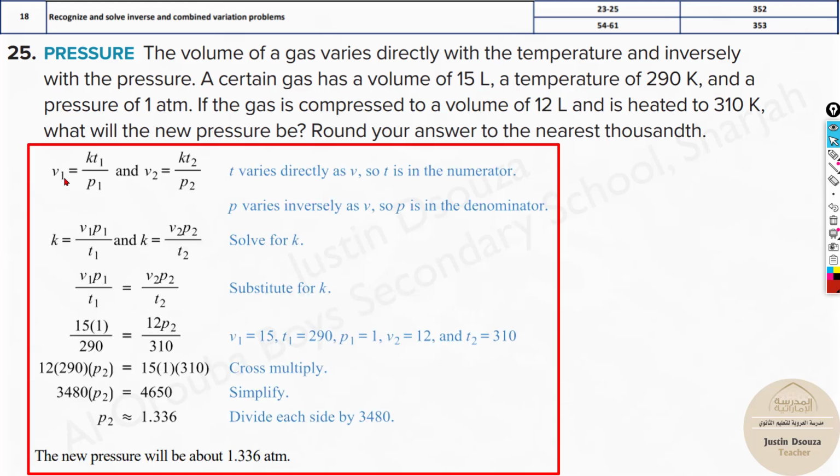Just like what we did a while ago, the constants are equal, right? Look at how it is varying. The temperature at the top, the pressure at the bottom, and then we multiply by the constant k of direct variation. Now move everything to the other side. You'll get V1 P1 by T1 equal to V2 P2 by T2. Just substitute all that is given. One value is unknown, that is the second pressure. So take everything to the other side and solve it up. Nearest thousandth means three digits after the decimal point, because thousand has three zeros. The answer is 1.336 atmospheres.